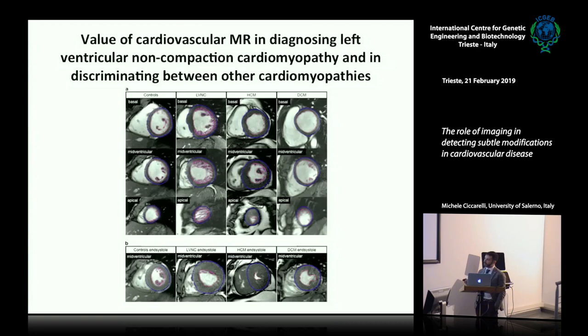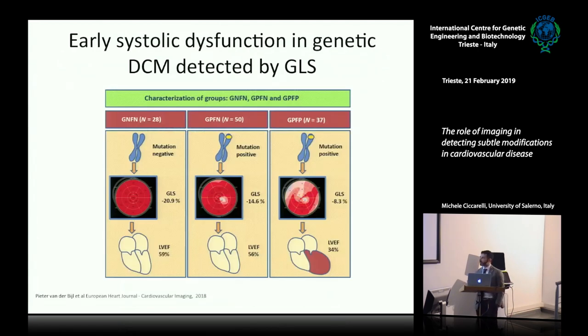This is an example employing cardiac magnetic resonance that, in this case, allows us to distinguish the DCM from a non-compacted heart, from the real DCM, or even from a hypertrophic cardiomyopathy that has evolved as a dilated cardiomyopathy. But still, another approach is to detect the early systolic dysfunction in DCM by the global longitudinal strain.